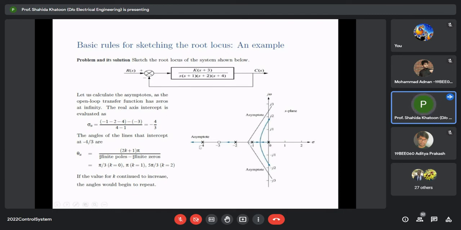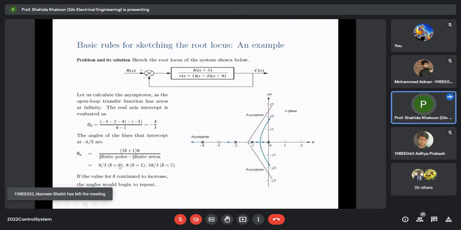The angle at which the asymptotes proceed towards infinity is (2k plus 1) pi upon the number of poles minus the number of zeros. Here k equals 0, 1 and 2, because the total number of finite poles is 4 and finite zeros is 3. So it is 4 minus 3... so m is 3, and k will vary from 0, 1 and 2, which is 1 less than the number of finite poles minus finite zeros.